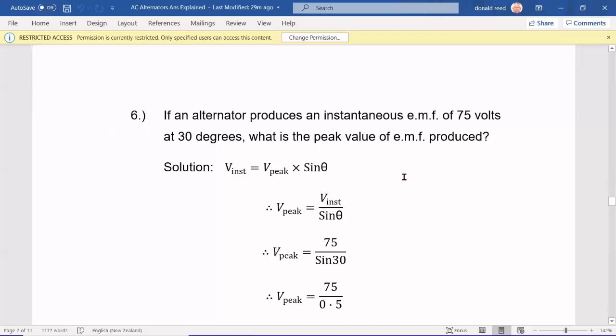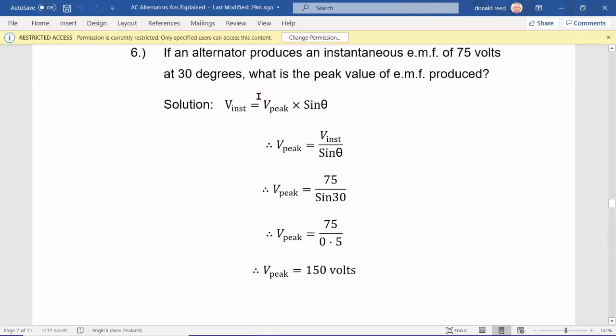So we get hold of our formula. V instantaneous equals V peak multiplied by the sine theta. We're looking for V peak. So V peak is in the right place. I need to move sine theta across. So sine theta goes across to the other side and it goes to the bottom. So my formula: V peak equals V instantaneous divided by sine theta.